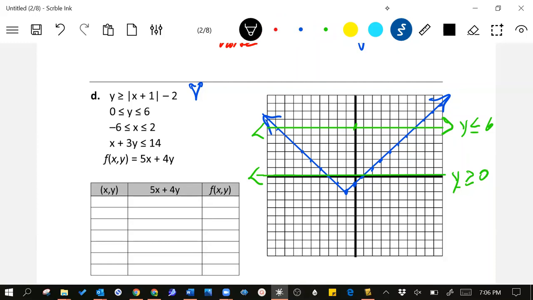Here, x is greater than -6 and less than 2. Okay. So x -6. 1, 2, 3, 4, 5, 6. So it looks like we're there for that one. 2, 3, 4, 6, and the other one is 2.